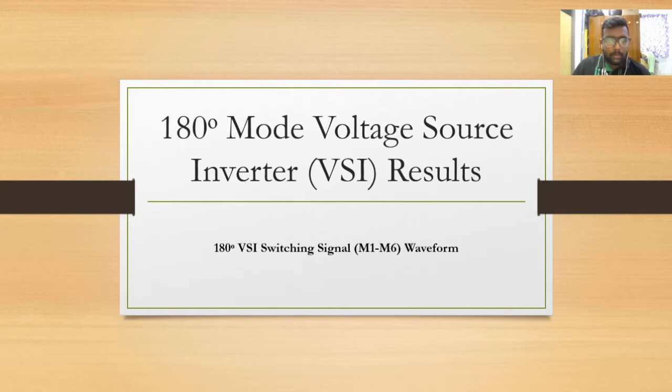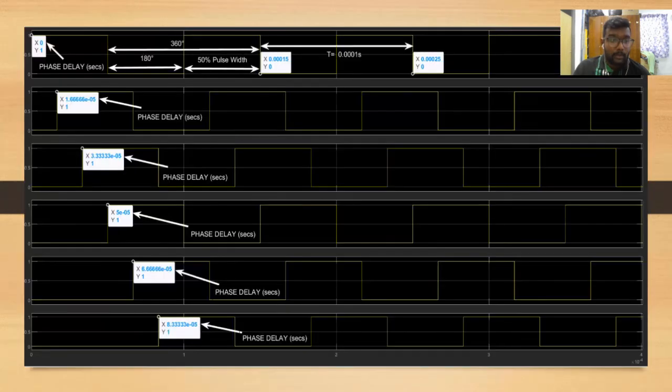Now let's look into the results of the 180 degrees mode voltage source inverter. The first graph that we are looking into is the VSI switching signal from M1 to M6 waveform. This is the graph that we have produced during this simulation. The phase delay that we have set at the pulse generator has been shown in this graph.